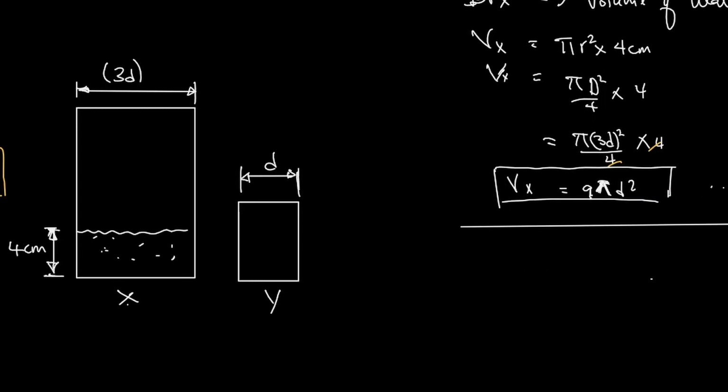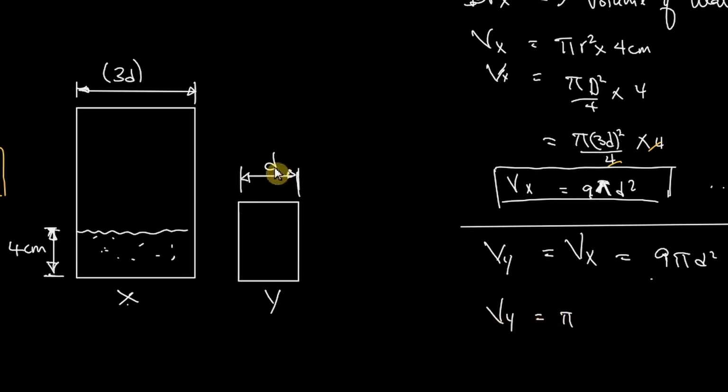So we note the volume of water in jar X. If we pour the entire contents into jar Y, then the volume of water in Y would be equal to the volume of water that we just poured from X. So that would also be equal to 9 pi d squared, and that represents the volume of water in jar Y.